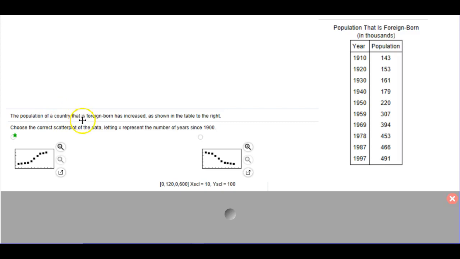Now, the population of a country that is foreign born has increased, as shown in the table to the right. Choose the correct scatter plot of the data, letting X represent the number of years since 1900. Okay, super important right there. Not for picking the graph, it's not super important, but for working the rest of the problem it is.